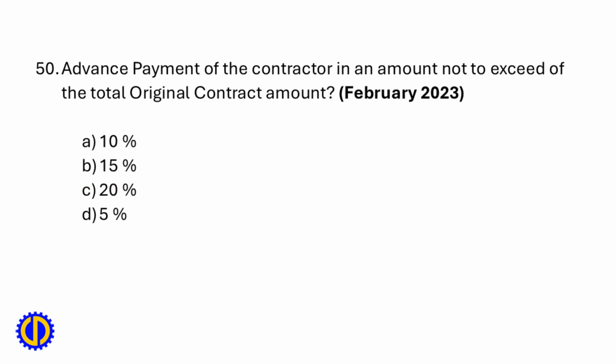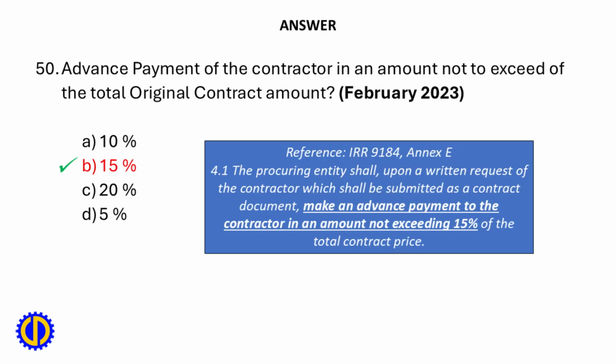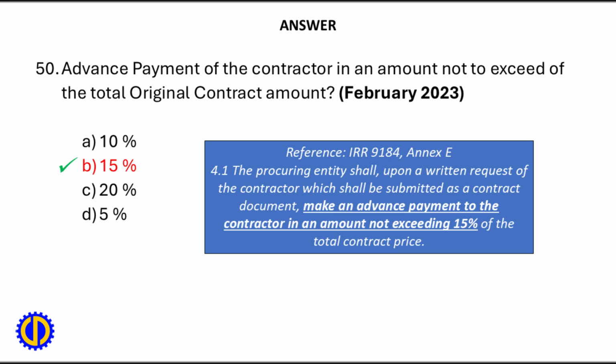50. Advance payment of the contractor in an amount not to exceed what percent of the total original contract amount? A. 10%, B. 15%, C. 20%, D. 5%. B. 15%. Reference, IRR 9184, Annex E, the procuring entity shall, upon a written request of the contractor which shall be submitted as a contract document, make an advance payment to the contractor in an amount not exceeding 15% of the total contract price.